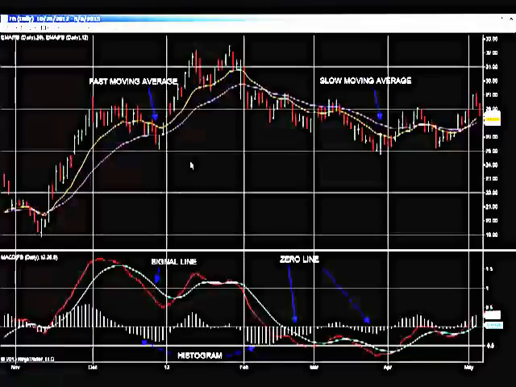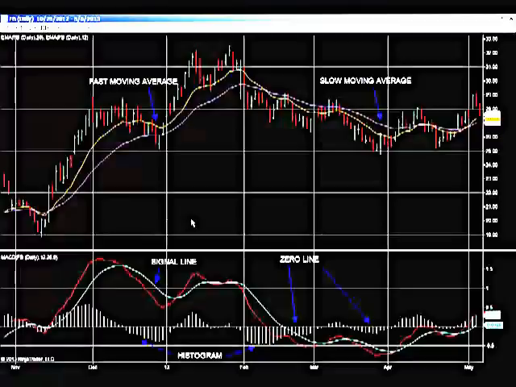So here's the best way to organize this. You have the fast-moving average and the slow-moving average. The red line, which is the MACD line, is the difference between the slow-moving average and the fast-moving average. The histogram is the difference between the signal line and the MACD line. Both the red line and the histogram represent the difference between two calculations.